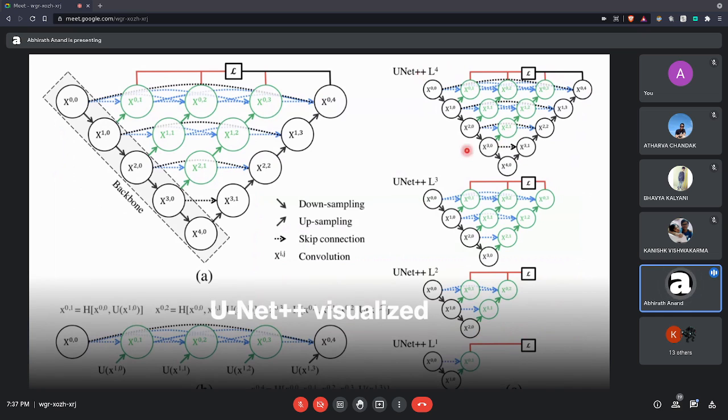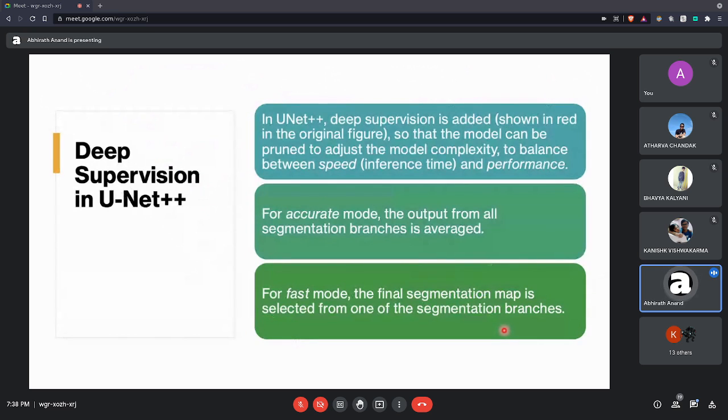When you're running it in accurate mode, you're taking all the segmentation masks and you're averaging over them. But depending on how fast you want this network to be, you can prune down the number of layers in it, and get very fast outputs. So this is something that they've added called deep supervision, which is something very unique in terms of neural net architectures. And this is one of the major contributions that the authors consider that they have made. So that's about the major part of the UNet++ architecture.